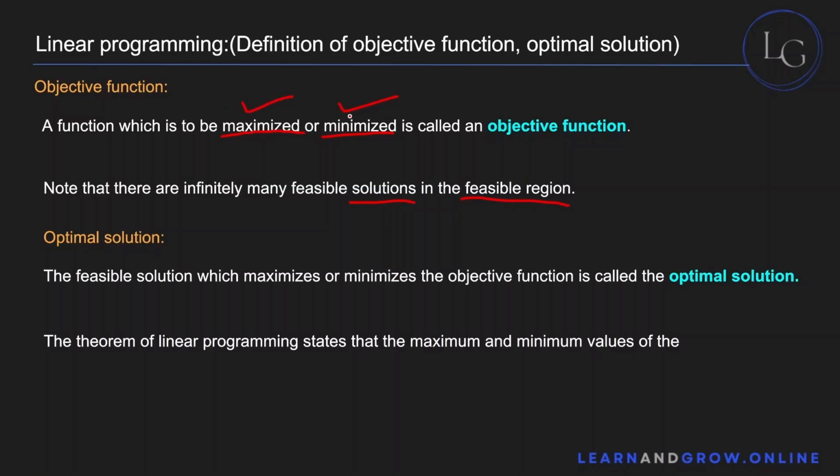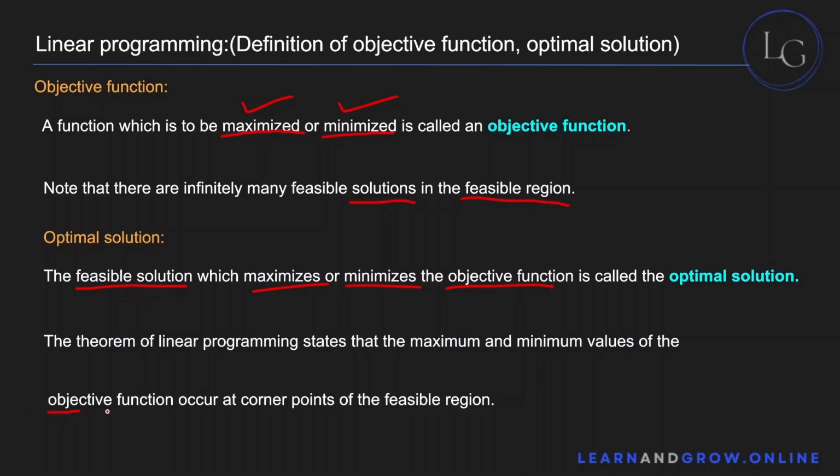So we need to see what values from the feasible solutions will give the objective function a maximum value or a minimum value, right? So an optimal solution is the feasible solution which maximizes or minimizes the objective function, okay? The optimal solution basically gives you the maximized or minimized value of the objective function. So the theorem of linear programming states that the maximum and the minimum values of the objective function occur at the corner points of the feasible region.